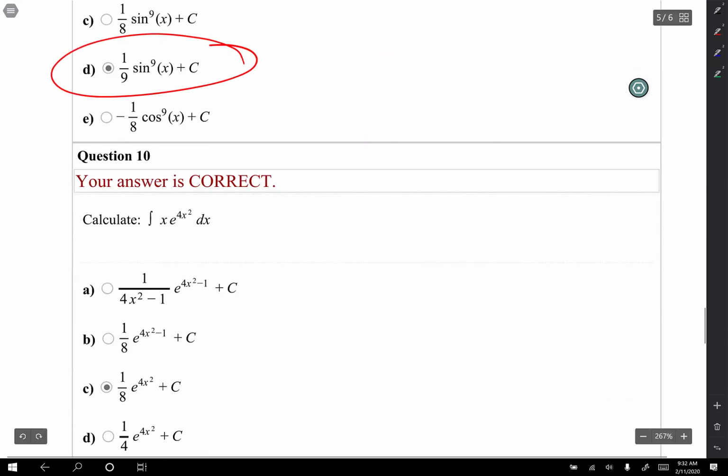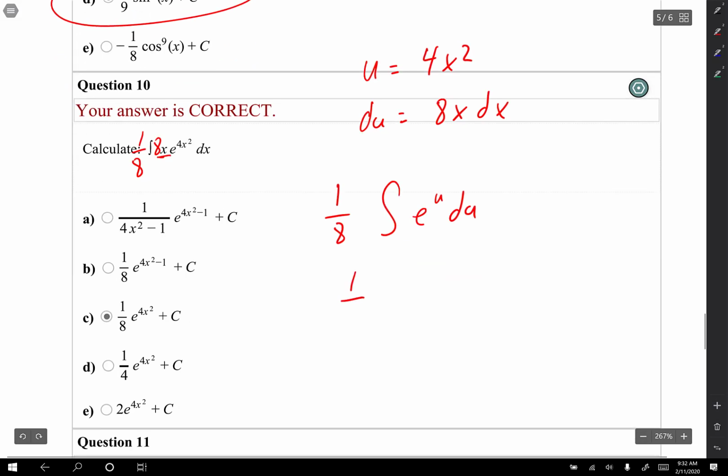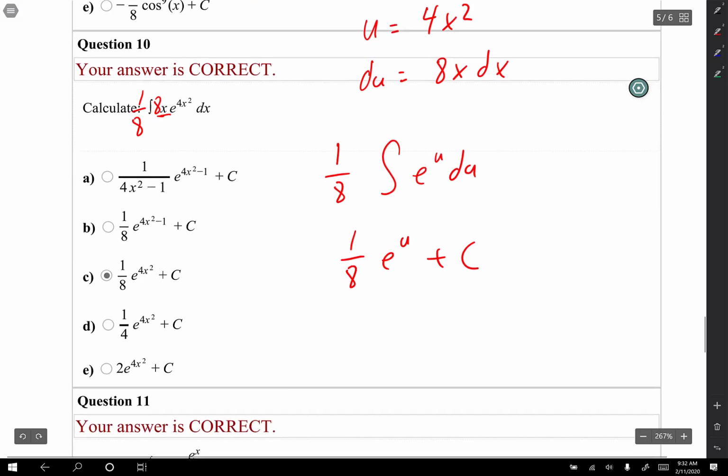On this one here, u equals 4x squared, because I noticed this degree is higher than the one on the bottom. So du is equal to 8x dx. I don't have an 8. Insert for balance. So 1/8 integral e to the u du. So I just have 1/8 e to the u plus c. u is 4x squared, so 1/8 e to the 4x squared plus c.